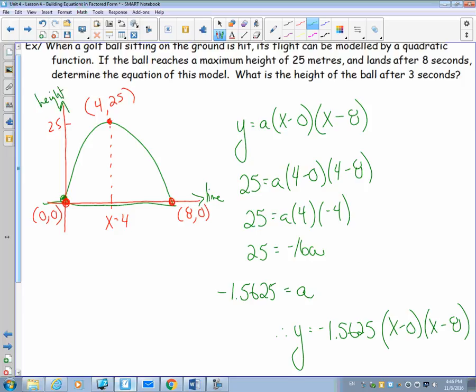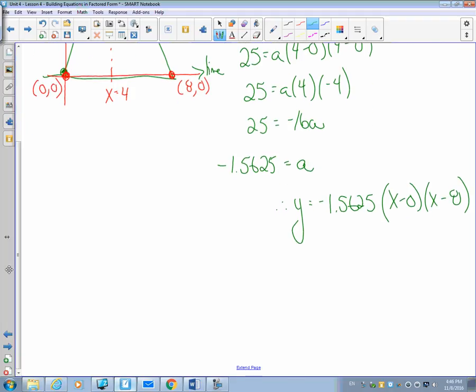So part B of this says, what is the height of the ball after 3 seconds? Well, 3 seconds is time. Time is x. I want to know what happens when x is 3. Let's figure it out. Let's put 3 into our equation.